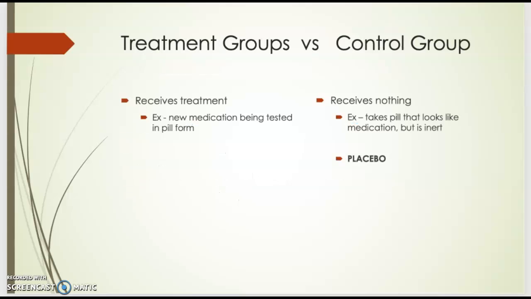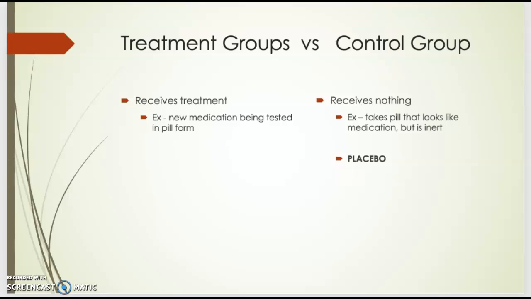Okay, so now, the treatment group versus a control group. It is very important to have two different groups. If you just give everybody the same thing, how do you know what works and what doesn't? So if we're conducting a study using medication, we have all of these people, and we separate them into two groups. Group A receives the treatment. They're going to get a little white pill that is the new medication.